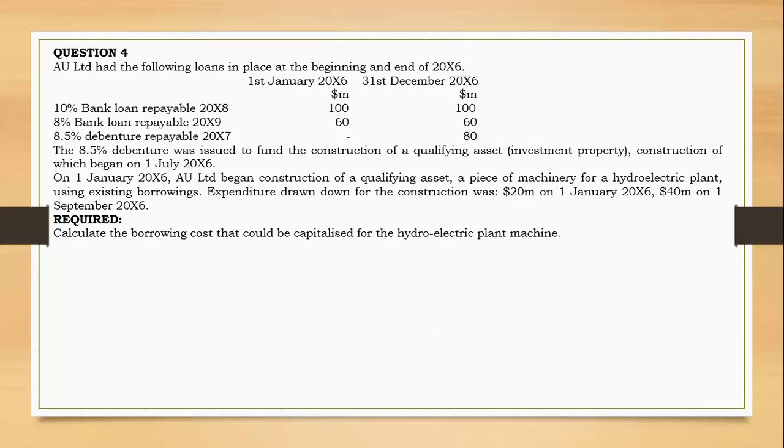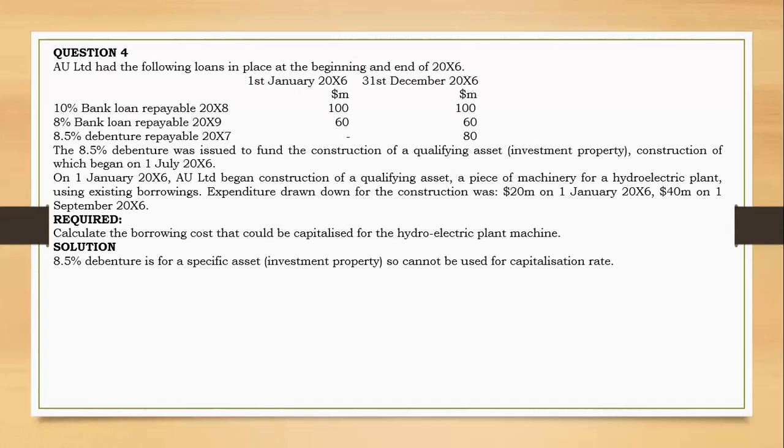So we need the borrowing cost to be capitalized specifically for this hydroelectric plant and not the investment property. And here, we had two loans which we are not told were specific. We are not told that they were acquired specifically for this plant. They are just general borrowings. For general borrowings, we first determine the capitalization rate. The 8.5% debenture is for a specific asset, the investment property, and is a specific borrowing, so you cannot use it for the capitalization rate because it's not a general borrowing. All right, the capitalization rate now. How do you obtain it?